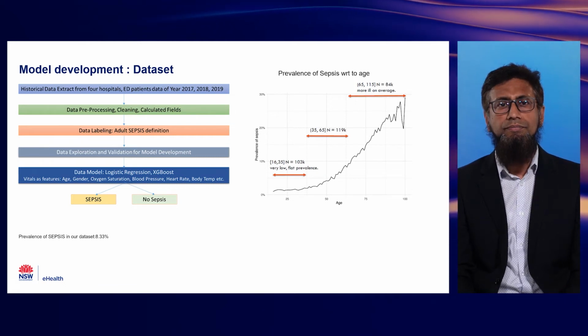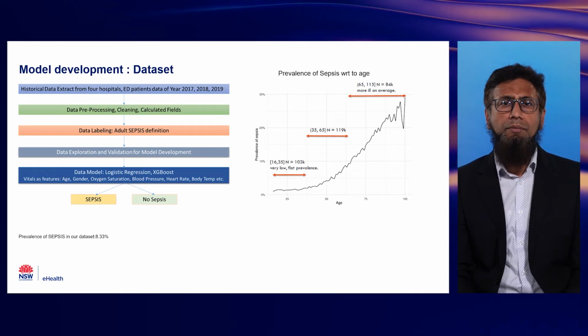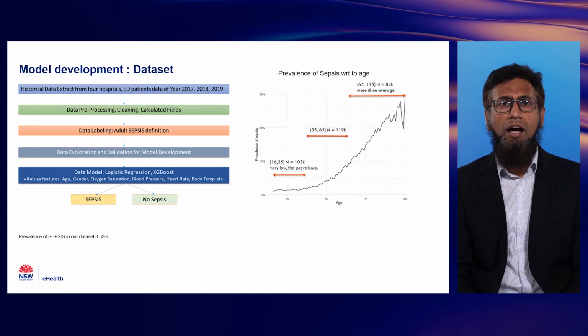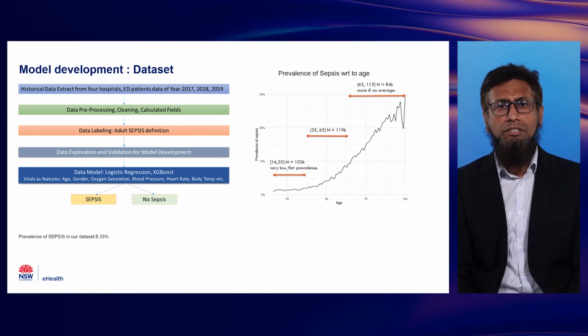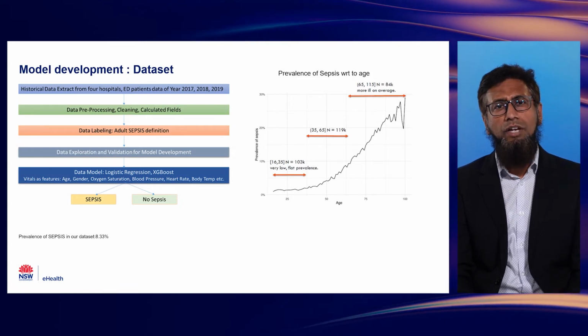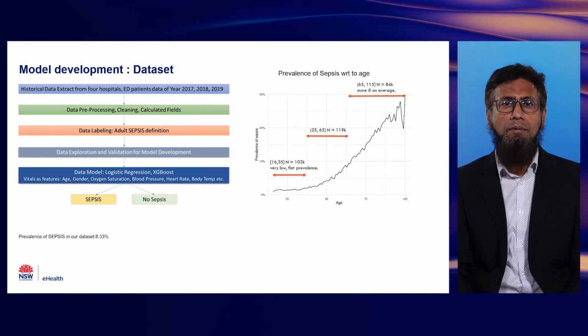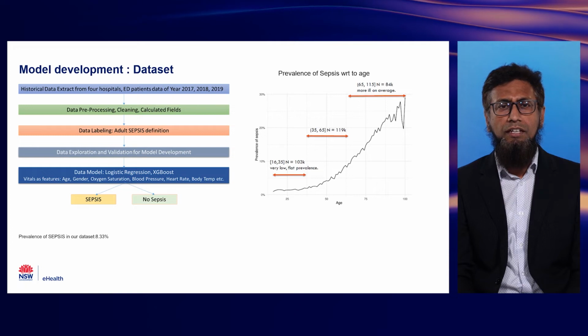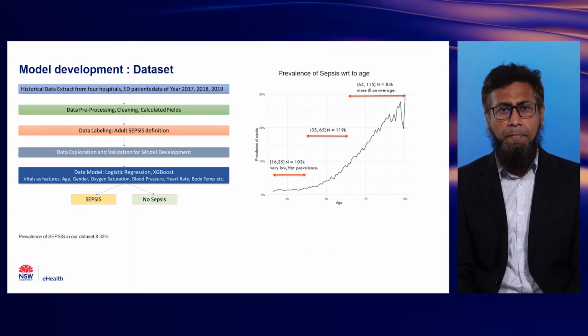Our dataset is very much unbalanced. Only 8.33% of about 500,000 observations are positive cases. Therefore, we have experimented with different probability thresholds to achieve our desired score for sensitivity and specificity.